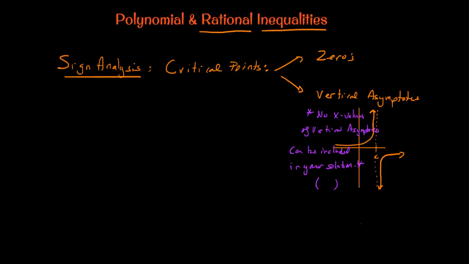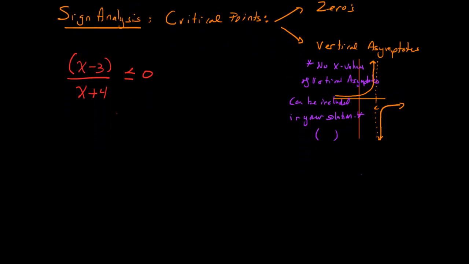So let's go ahead and look at an example of a rational inequality. Let's go ahead and say I wanted to determine where x minus 3 all over x plus 4 is less than or equal to 0. So we want to figure out where this rational function is less than or equal to 0. So the first thing that I like to do is identify my zeros, because my zeros are going to be one type of critical point.